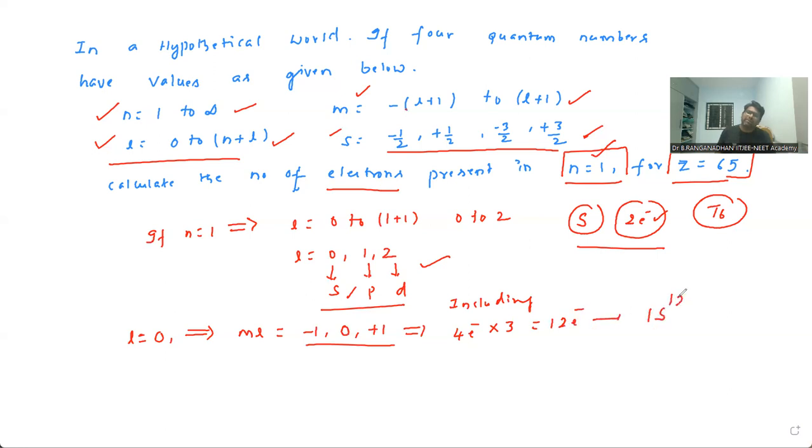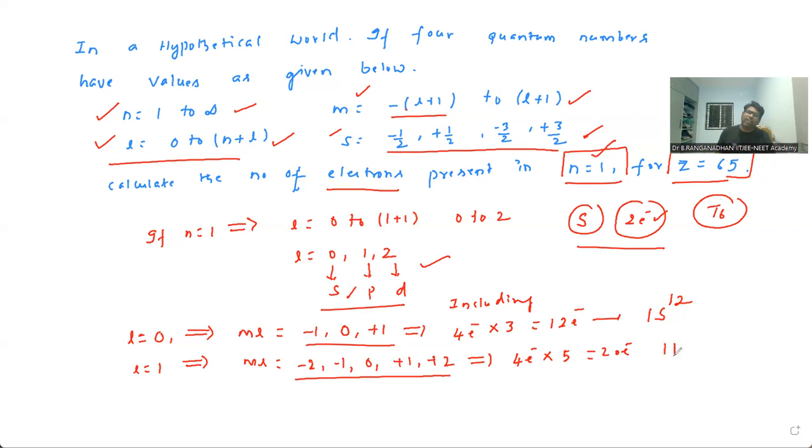Next, if L equals 1, substituting in the equation, m goes from minus 2, minus 1, 0, plus 1, plus 2. So how many subcells? 5 subcells. How many electrons per subcell? 4 electrons. So 4 electrons into 5 subcells, 5 fours are 20. So 20 electrons are present for L equals 1.